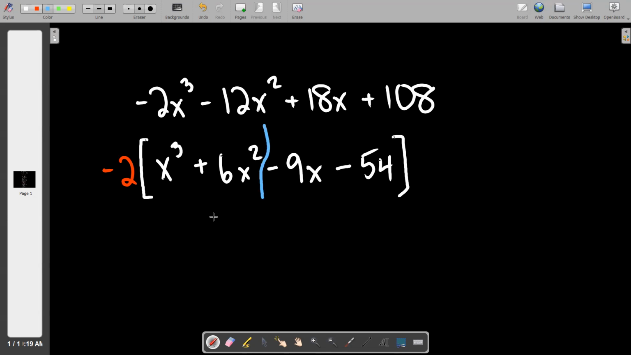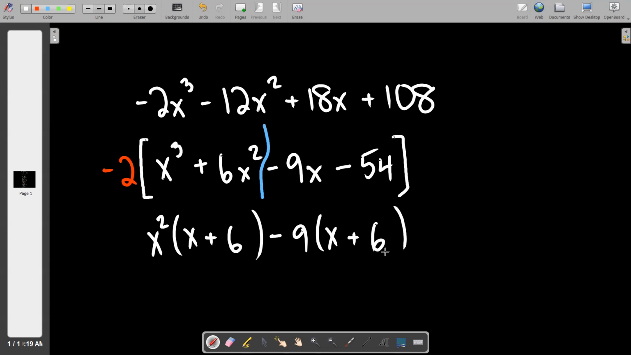Just like that. What is the GCF of the left half? Nice. Leaving behind what? Next step. Copy down the minus as a negative. And what do you get out of 9x and 54? 9. Leaving behind what?